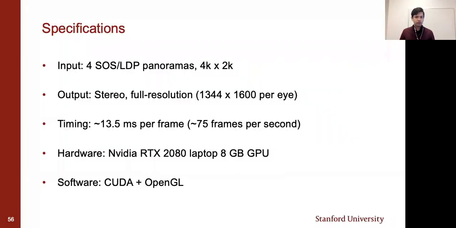Now some specifications. The input to the representation are 4 panoramas coming from either of the 2 representations with a resolution of 4K by 2K. The output is stereo at full resolution, that is 1344 by 1600 pixels per eye on Oculus Rift. It takes about 13.5 milliseconds per frame, which comes to about 75 frames per second. The demo is running on a laptop with an 8 GB NVIDIA RTX 2080 GPU, and the demo was built using CUDA and OpenGL.